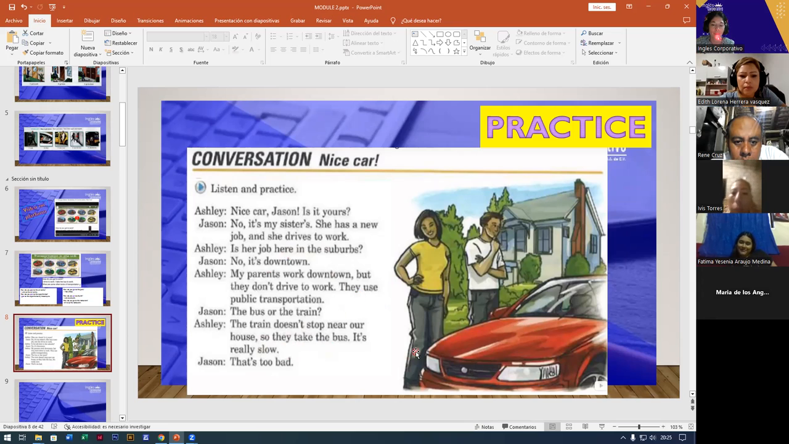Entonces dice que su tren no está cerca de su casa. That's why they have to take a bus. El tren no para cerca de nuestra casa, así que ellos tienen que tomar el bus. They take the bus, and it's really slow. That's too bad. Bad transportation. Okay. Now let's practice it.